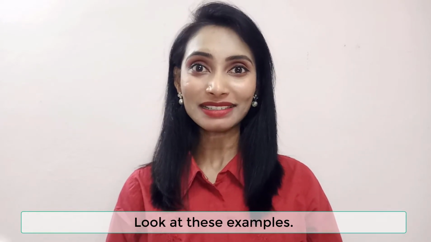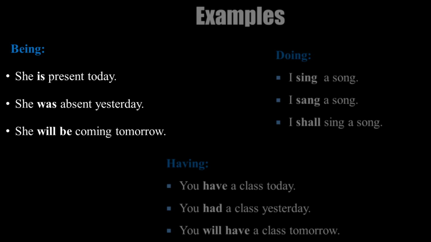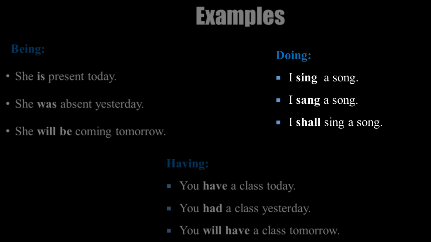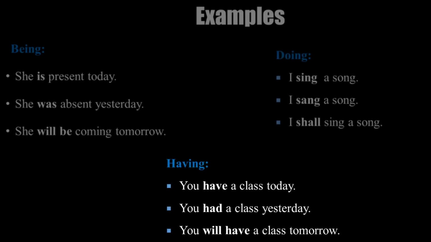Look at these examples. She is present today. She was absent yesterday. She will be coming home tomorrow. These are verbs of being at three different times. I sing a song. I sang a song. I shall sing a song. These are verbs of doing at three different times. You have a class today. You had a class yesterday. You will have a class tomorrow. Verbs of having at three different times.